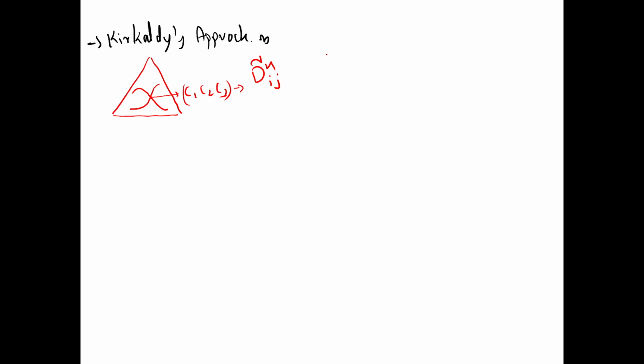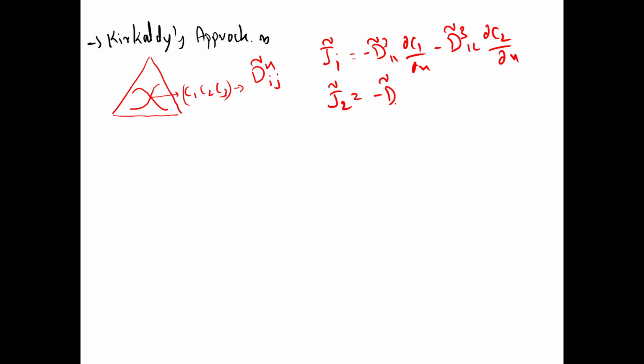So J1 tilde equals minus D tilde 3 1 1 dou C1 by dou X minus D tilde 3 1 2 dou C2 by dou X. J2 tilde equals minus D tilde 3 2 1 dou C1 by dou X minus D tilde 3 2 2 dou C2 by dou X.